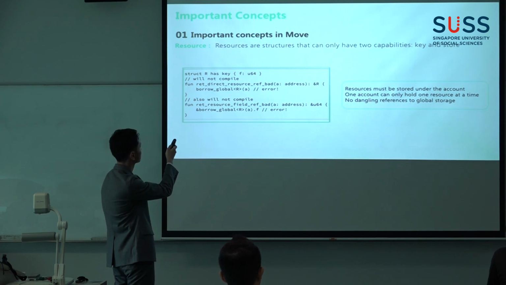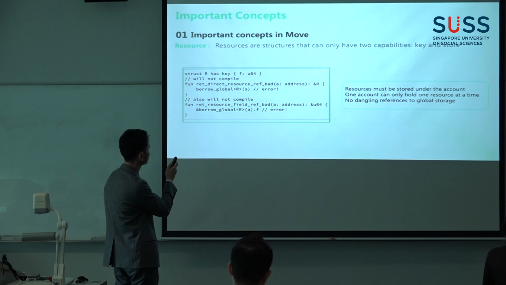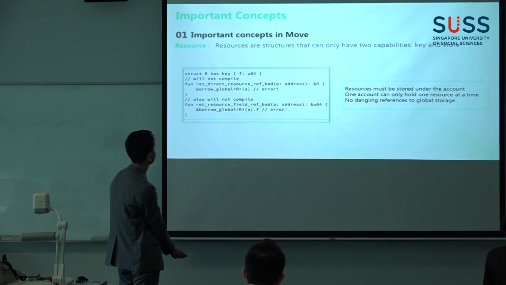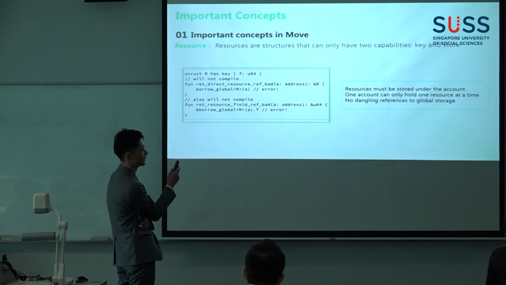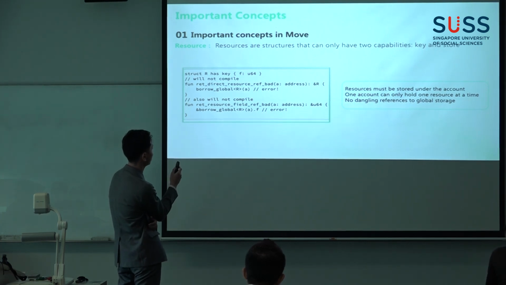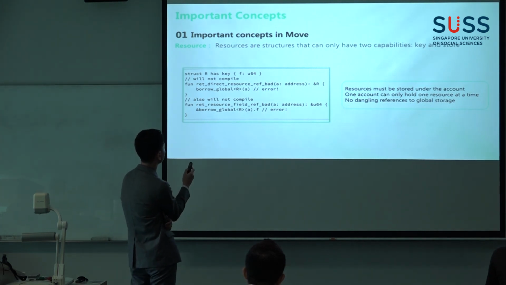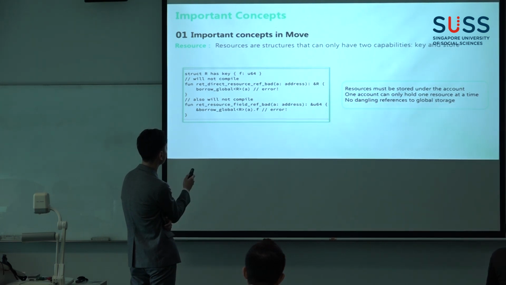For example, let's look at this code. Struct R has key, and it has a value of u64. And if you try to borrow global, which is an operator in Move, it will error out because you cannot just borrow this reference, and it has a dangling reference to global storage. The second part will also not compile.